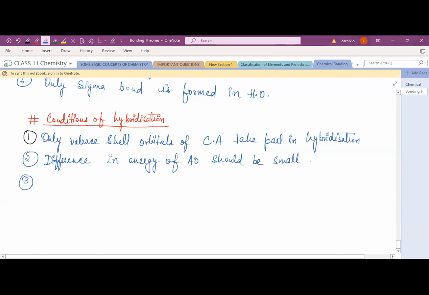Third condition. Yeah, this is again a very important condition. The promotion of electron is not a necessary condition.